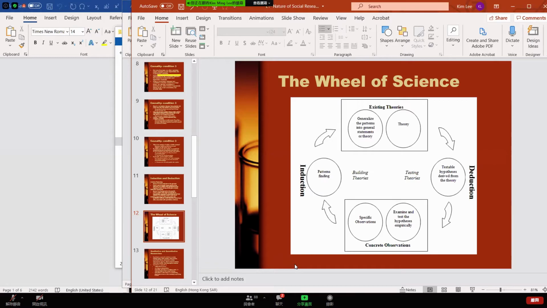So in natural science, of course, they derive some specific experiment. Experiment is about a particular case, okay, and test it to see whether the theory is correct or not. If not, then they modify the theory. So in this case, that means this is the wheel of science. Okay, got it?